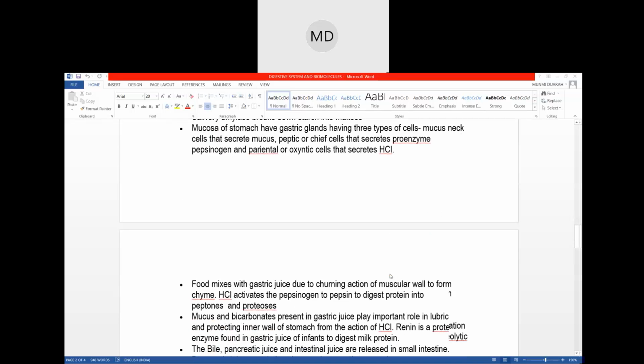So what happens? The function of hydrochloric acid is that it will mix with the gastric juice. There is gastric juice in the stomach, and gastric juice contains the hydrochloric acid. Yes, hydrochloric acid is present in the gastric juice.